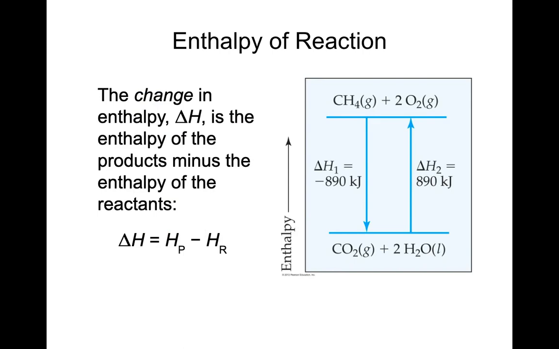Another way of thinking about it is the change in enthalpy before and after the reaction. This is the combustion reaction between methane and oxygen. Notice that the enthalpy of the reactants is greater than that of the products, right? So I could determine the delta H by taking the enthalpy of the products and subtracting the enthalpy of the reactants. In other words, a smaller number minus a bigger number gives me a negative number.